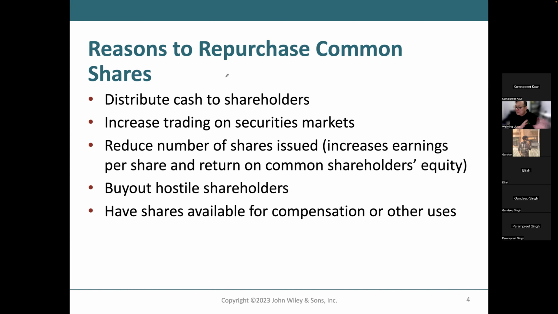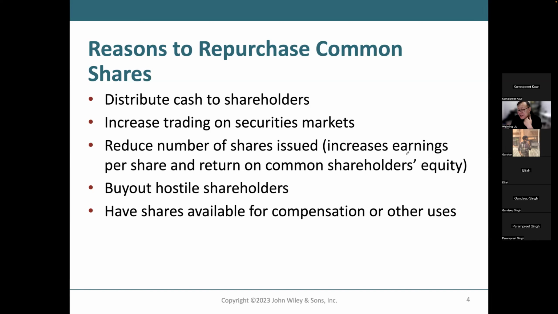You could have some potentially hostile kind of competitors there. So therefore, if you see they're buying, you had better buy, right? So that you are retaining the percentage of ownership, you're retaining your voting right, right? Have shares available for compensation or other uses, right? So you buy them back, okay? Later on, you can give it to other employees in form of compensation, right?